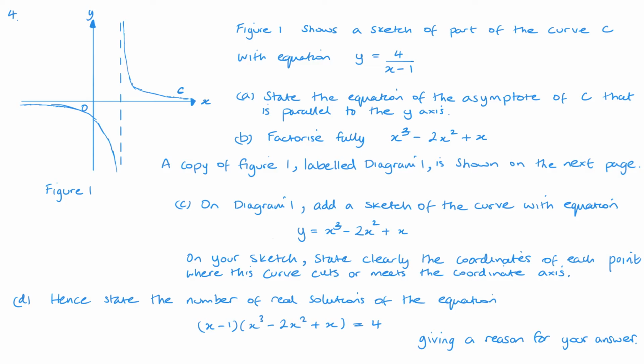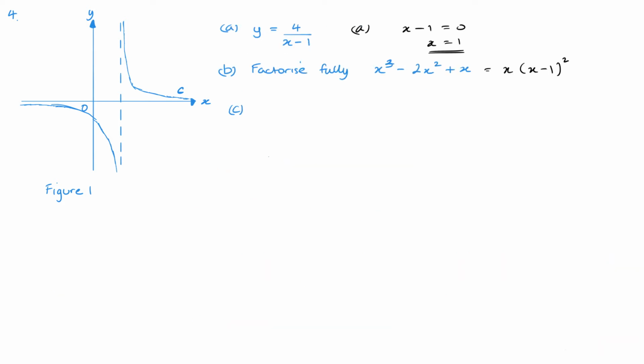Okay, now part C is on diagram 1, figure 1, add a sketch of this curve. So the one you just found there, or factorized. On your sketch, state clearly the coordinates of each point where this curve cuts or meets the coordinate axes. So not where they intercept, but just where they meet the x and the y axes. So let's put this on the diagram.